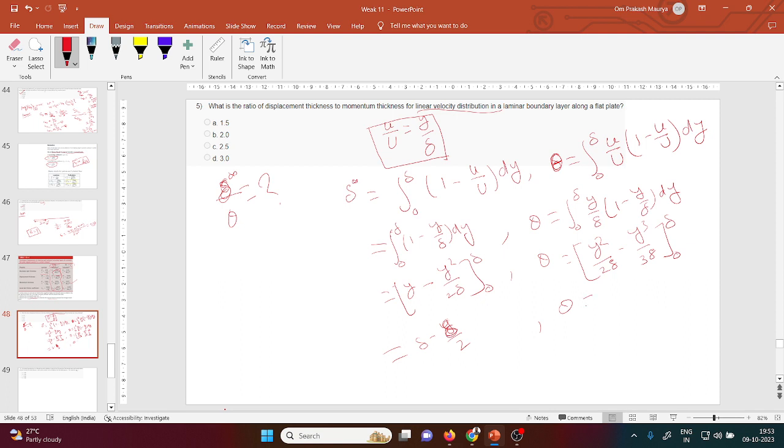and theta you will get as delta by 6, I think. Delta star is delta by 2 and theta is equal to delta by 6. You need this ratio, so delta by 2 divided by delta by 6. So 6 by 2, that is 3. Your option D is correct for this. Right. I think you got the procedure.